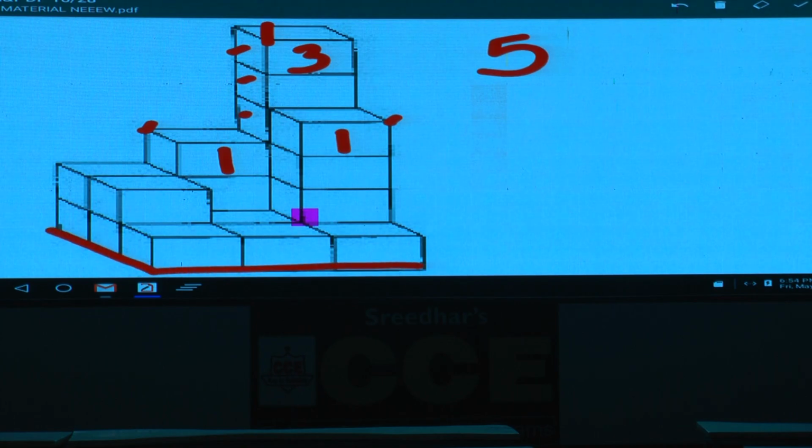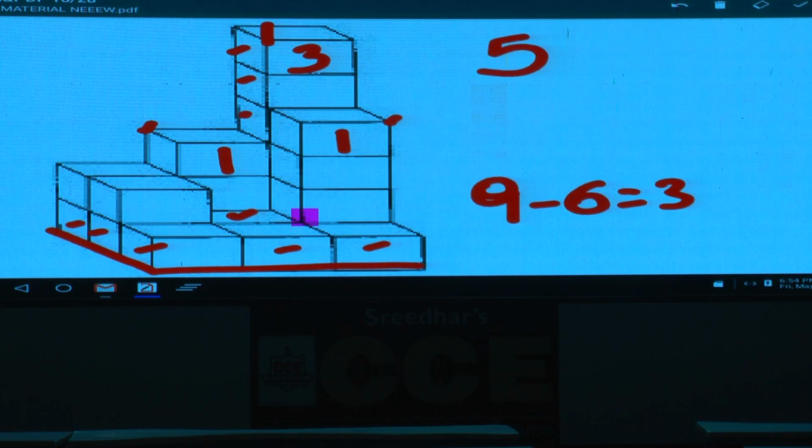How many were there? 9. Out of these 9, how many were seen now? Out of these 9, 1, 2, 3, 4, 5. And this is again 6. 6 were seen and 3 were unseen. Among these 3, 1 counted here, 1 counted here, 1 counted here. All the 3 were already counted. Hence 3 minus 3, left over is 0. Hence 5 is unseen. Clear? And this is about question number 9. 5 is the answer.